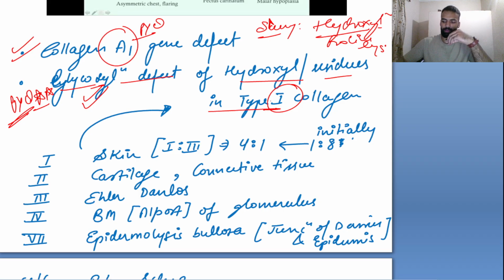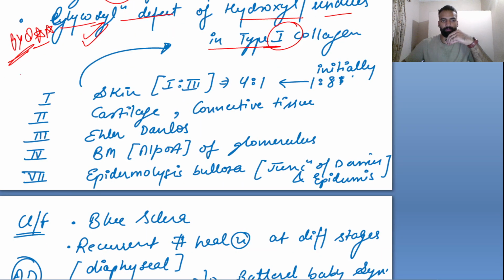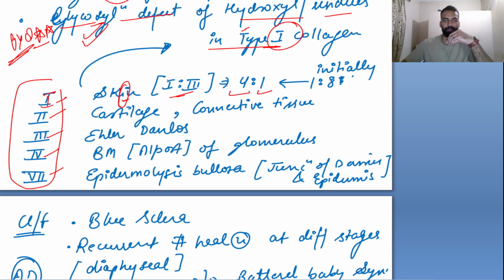So I have also written there are 6 types of collagen: 1, 2, 3, 4, and 6 and 7. So 5 and 6 I have not written. So first you have to see skin. Why? Because skin also has an eye, and one is like eye. So in skin the ratio is asked in surgery. Type 1 to type 3 collagen is 4:1, which is the final.